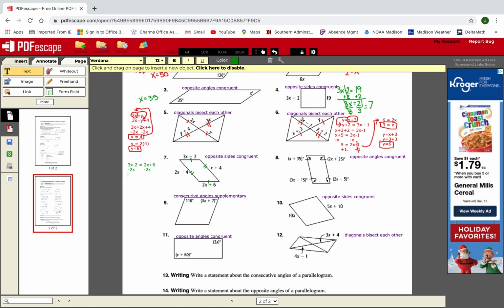So on the left side now, 3x minus 2x just gives me x, and then I have my minus 2 right there. And on the right side, 2x minus 2x cancels out, and I'm left with 6 over there. So my last step here is going to be to add 2 to both sides. On the left side, I have x, and then minus 2 plus 2 cancels out. And on the right side, I have 6 plus 2, which is 8, of course. Okay?